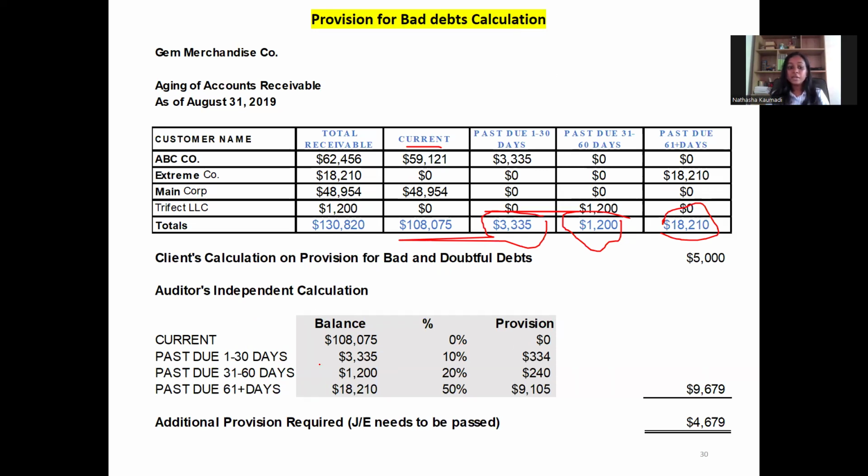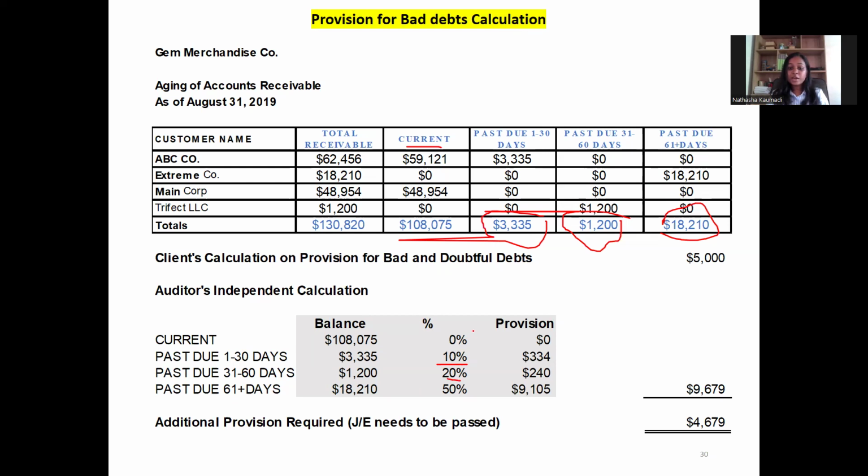Right. And then past due 1 to 30 days. Here, this bucket 3,000, you are providing only 10% because it is still in the 1 to 30 bucket, so they will pay you, right? There's a high chance they will pay you. We don't know. If they go to the next bucket, we will provide more. 31 to 60 days, 10% is not enough. We will have to provide more, maybe 20%.